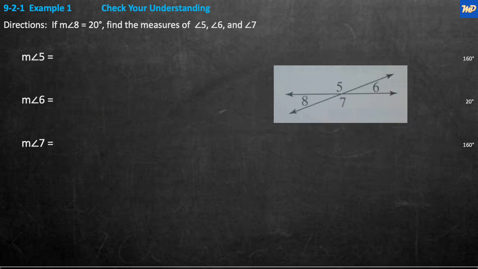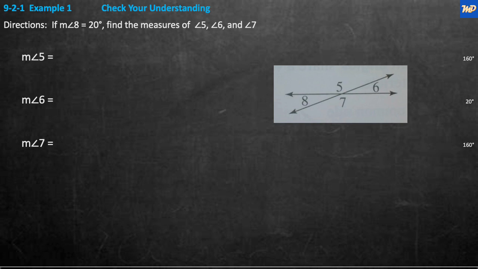Okay, example 1, check your understanding. So why don't you take a look at this. It says if the measure of angle 8 is 20 degrees, find the measures of angles 5, 6, and 7. So why don't you stop the video and try this out and come on back. When you're done, we'll work it out.